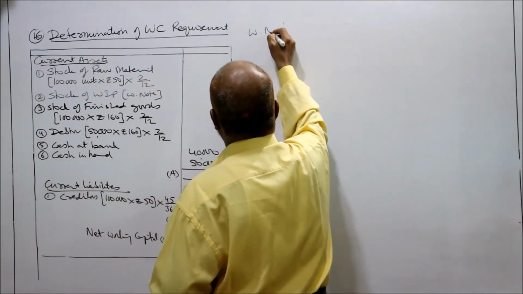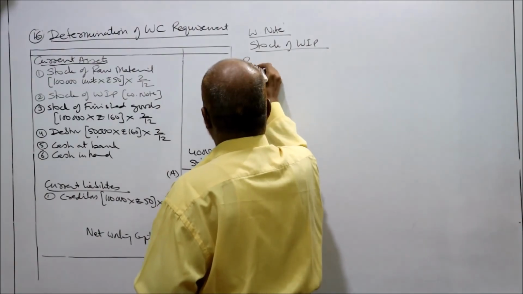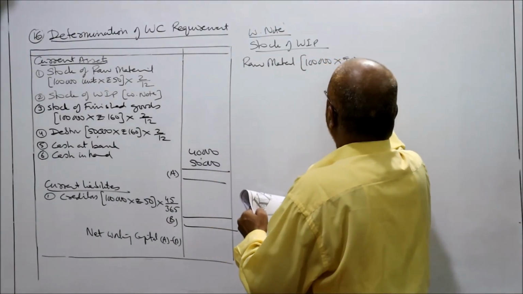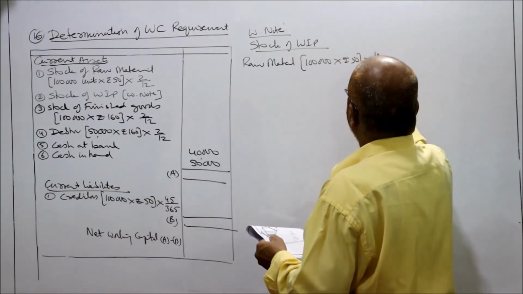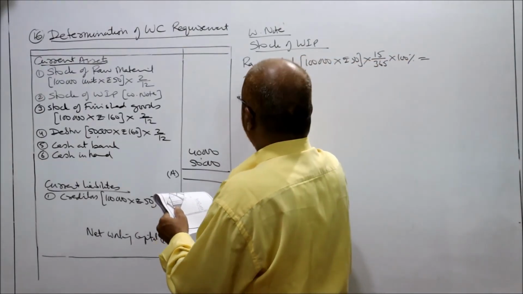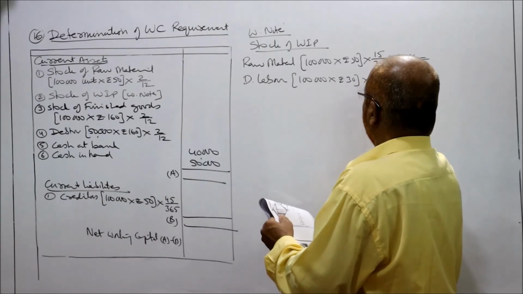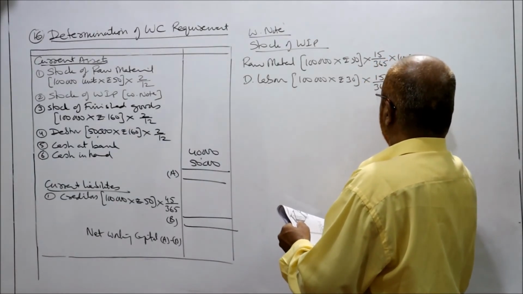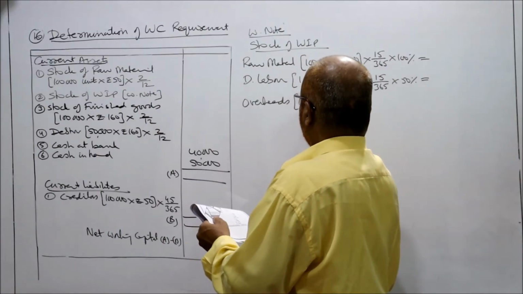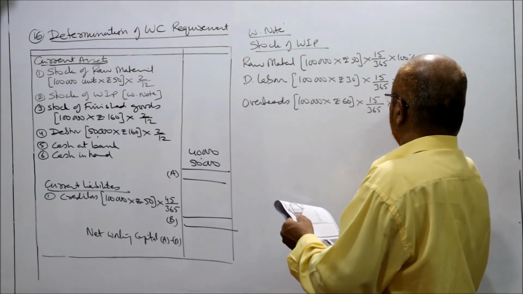So in working notes we calculate the value of stock of WIP. Raw material: 1 lakh units into rupees 50 into 15 days of work in progress, 15 by 365 into 100%. Similarly, direct labor: 1 lakh units into rupees 30 into 15 by 365 into 50%. Similarly, overheads: 1 lakh units into rupees 60 into 15 by 365 into 50%.